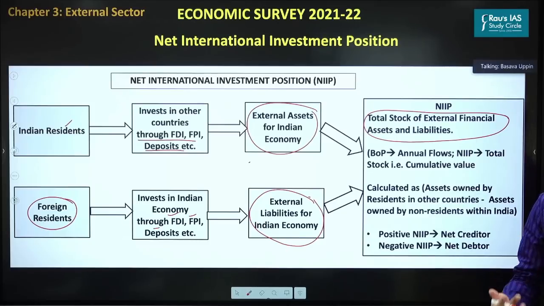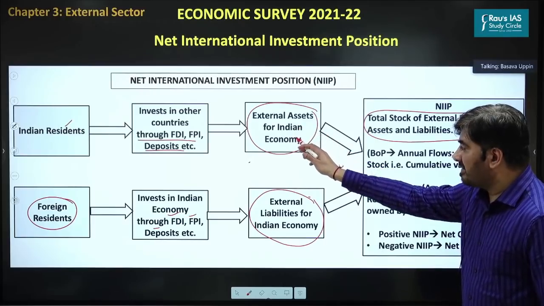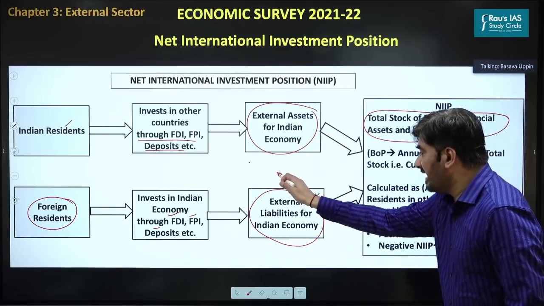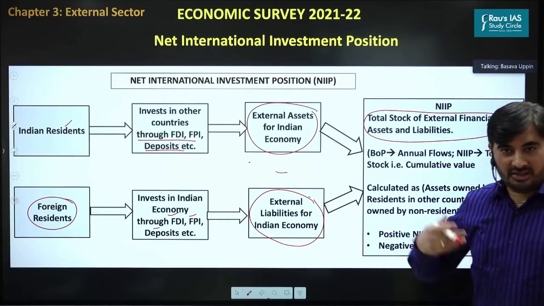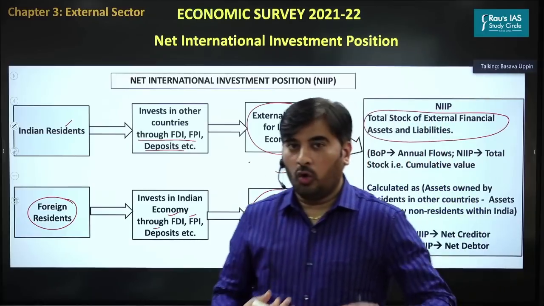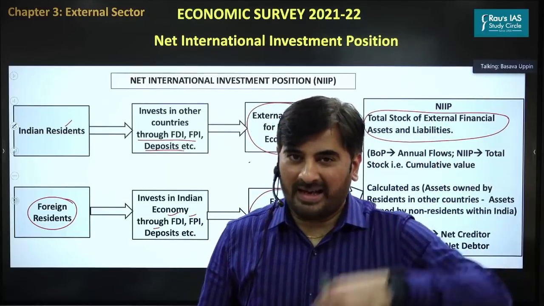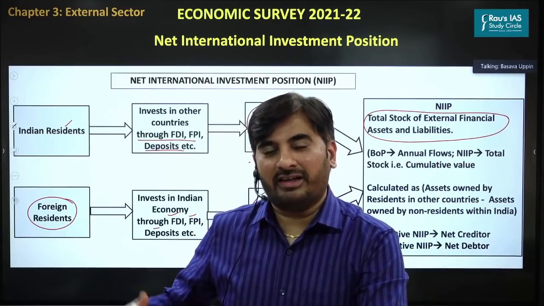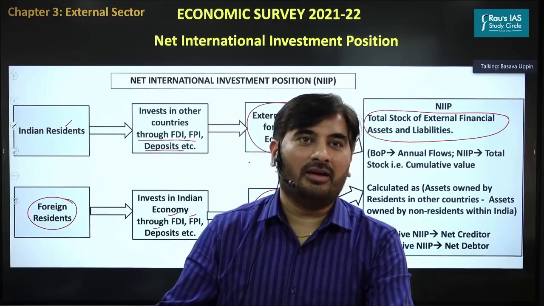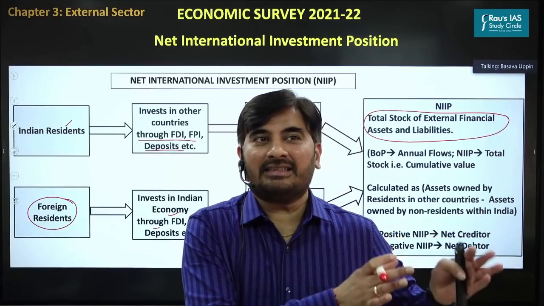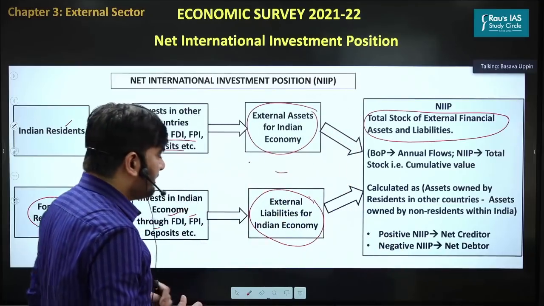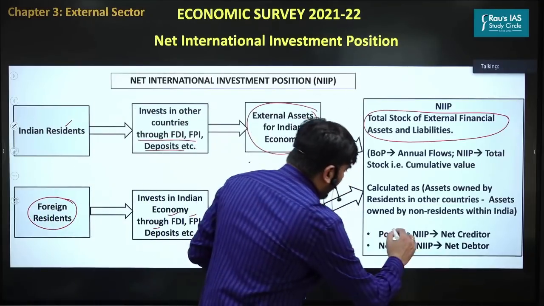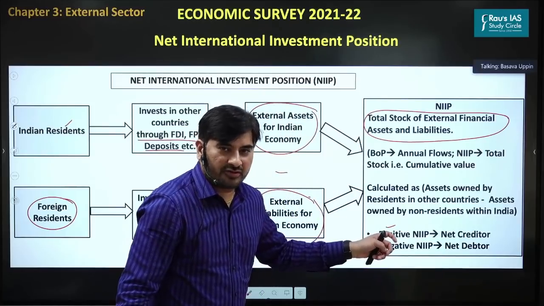And how do you calculate this? This is calculated as total external assets of the Indian economy minus total external liabilities of the Indian economy. How much assets we Indians own in other countries minus how much assets the foreign residents own in the Indian economy. That is how the net international investment position is calculated. So here there are two possibilities. One is if the NIIP is positive. If it is positive, what does this mean?